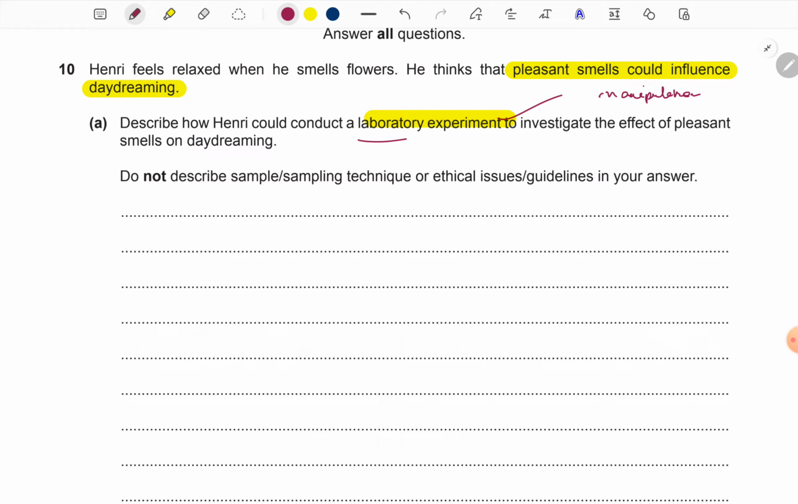First, identify the IV. The IV is definitely smell, because smell is influencing something. Now, for the smell, Henry has already decided on flowers. So definitely one level or one condition is going to be flower smell. What would be the other? That's what you have to think, because an IV can't be manipulated in only one condition. It has to be at least two. I would also suggest you have only two.